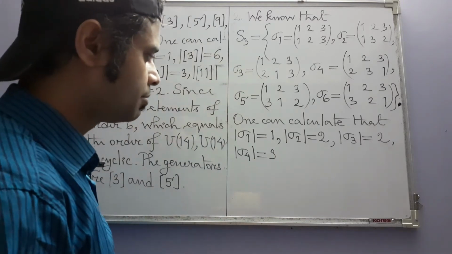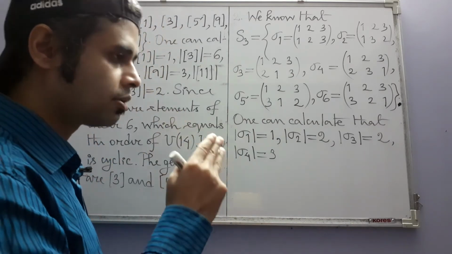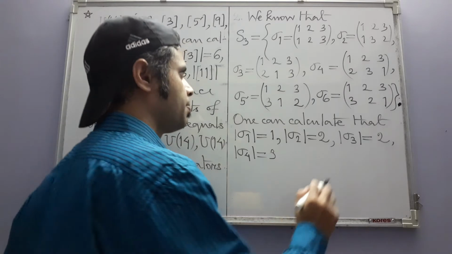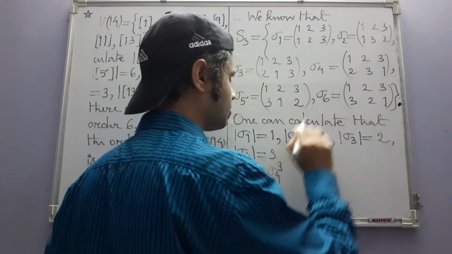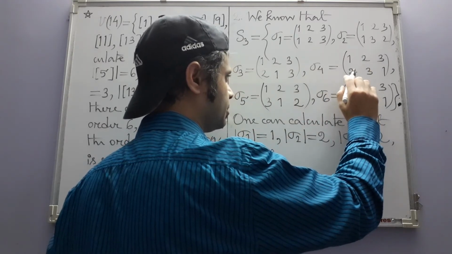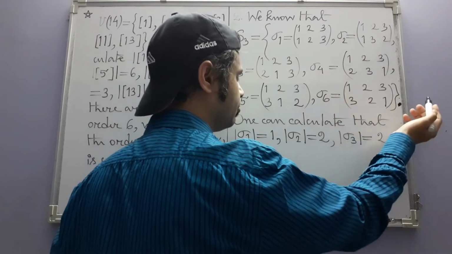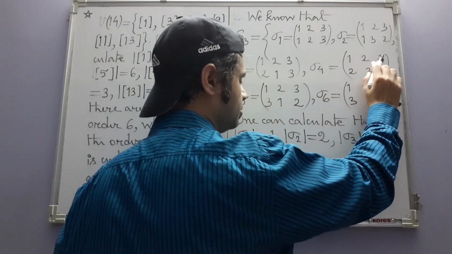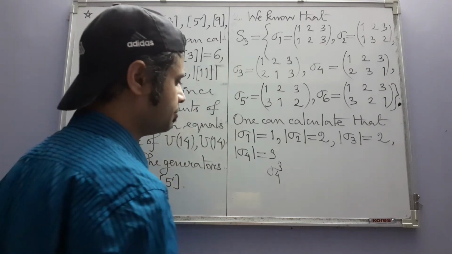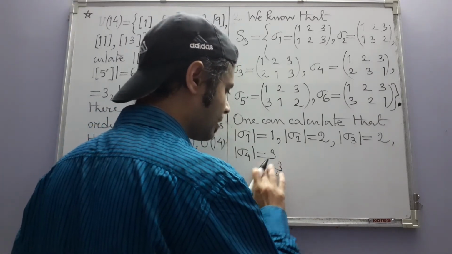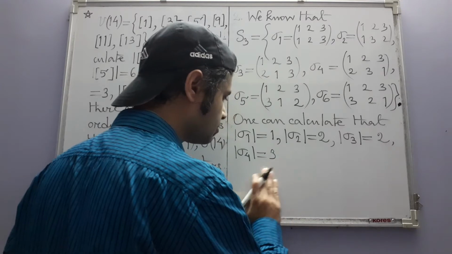You have to apply sigma 4 to any of these three symbols, 1, 2 or 3, three times in order to get the symbol back. For example, if you are applying sigma 4 three times to 1, the first time 1 is taken to 2, again you apply sigma 4, that 2 is taken to 3, and then again you apply on 3, that 3 is taken to 1. So 1 goes to 1. Similarly, 2 goes to 2 and 3 goes to 3. And you have to apply sigma 4 at least 3 times in order to get the same things back. So that is why its order is 3.